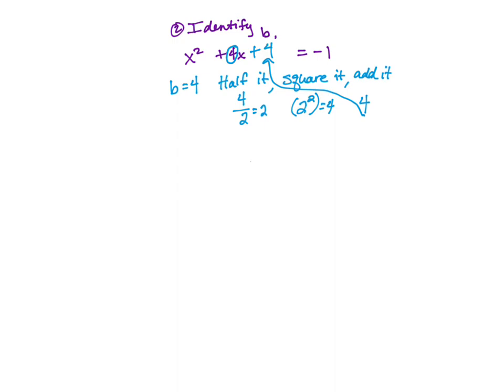What I do to one side of equals, I've got to do to the other side. So I'm going to take that 4 and add it to this side as well. Can you see where that 4 came from? Identify b. Take your b term and half it, square it, and add it to both sides. Okay? That brings us to our next step here.